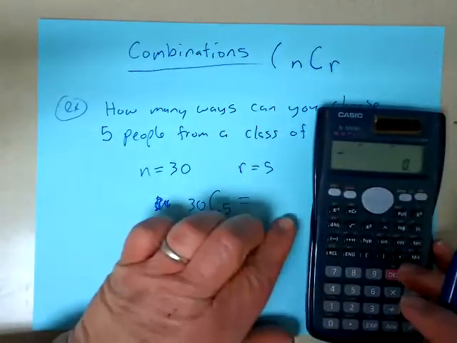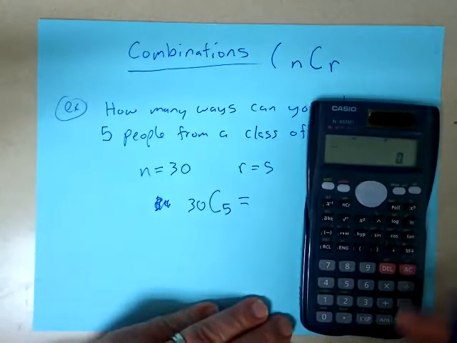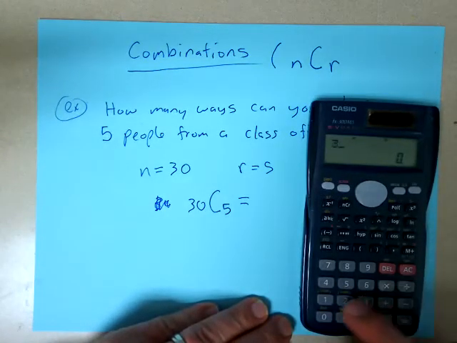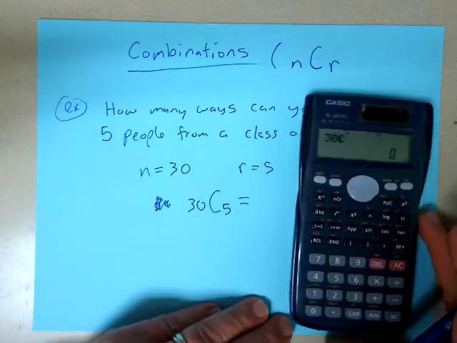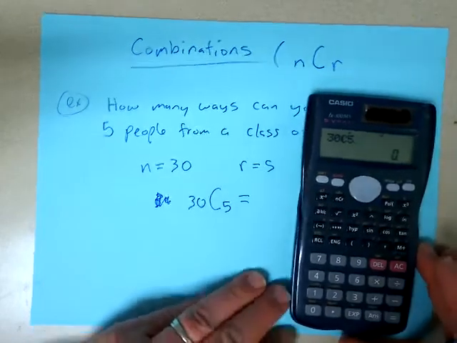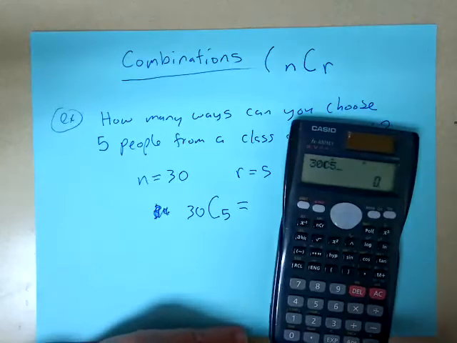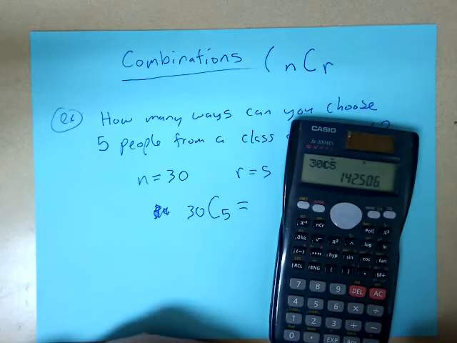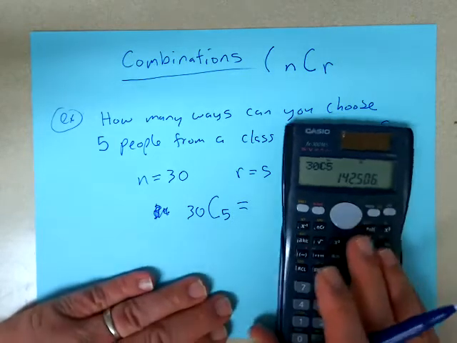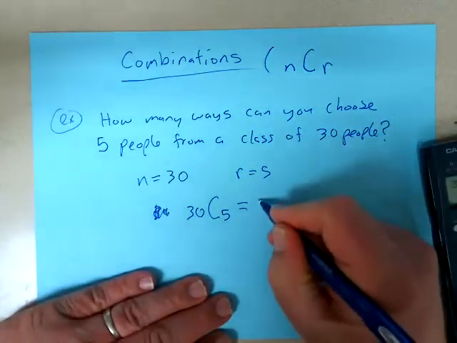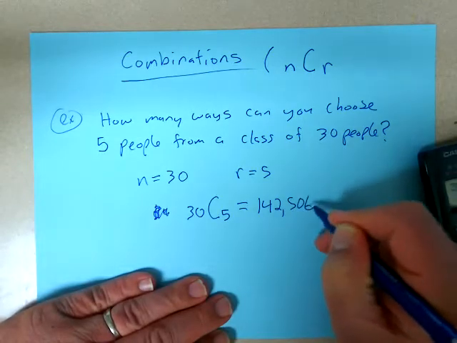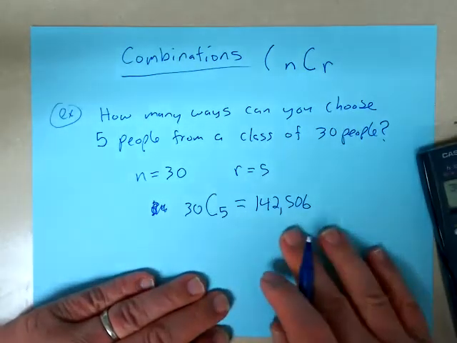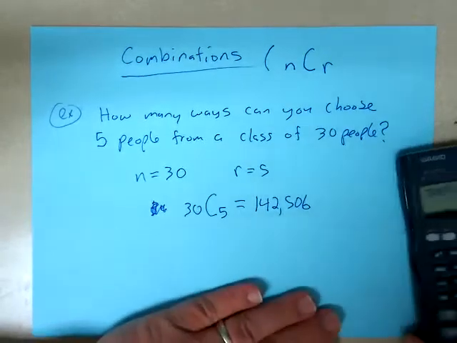And so to do it on this calculator, you just type 30 and then hit the NCR button, choose, and then hit 5. 30 choose 5. That easy. And you press equals. And look at that. There is 142,506 ways to do that. 142,506 ways.